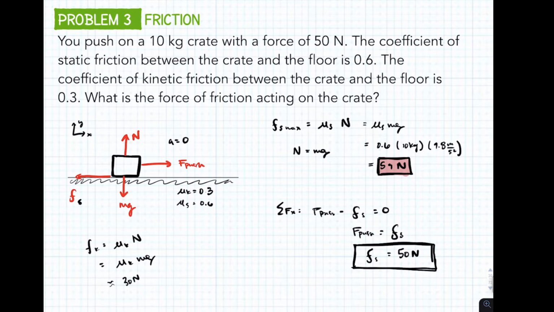So I could push with 100 newtons, and this kinetic friction would still be 30. That's what I mean by kinetic friction does not depend on the pushing force. Okay. Cool.